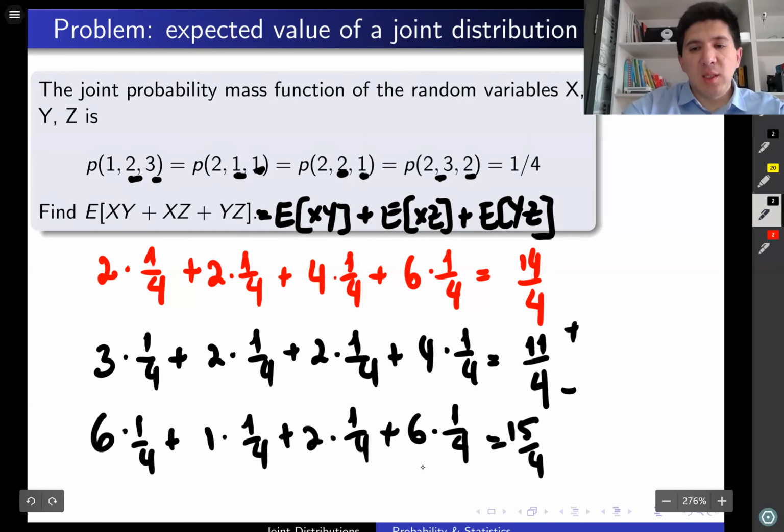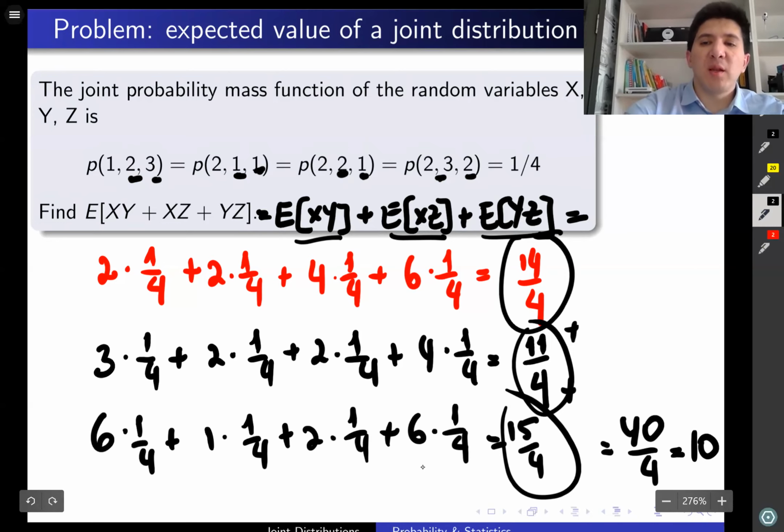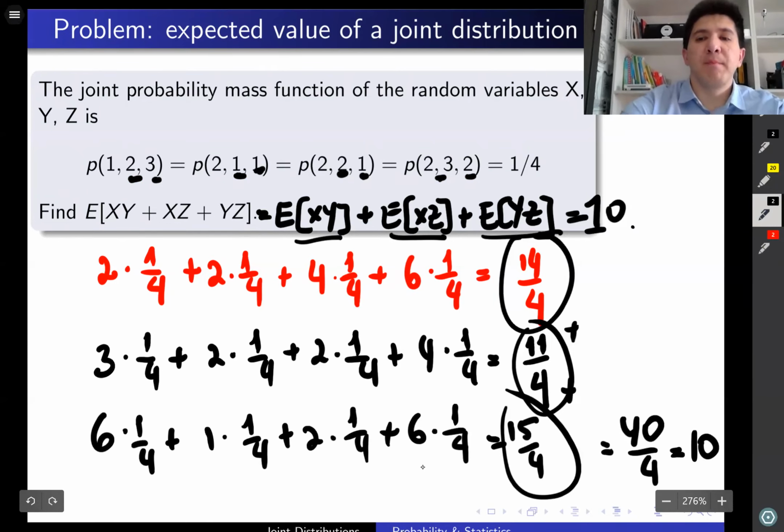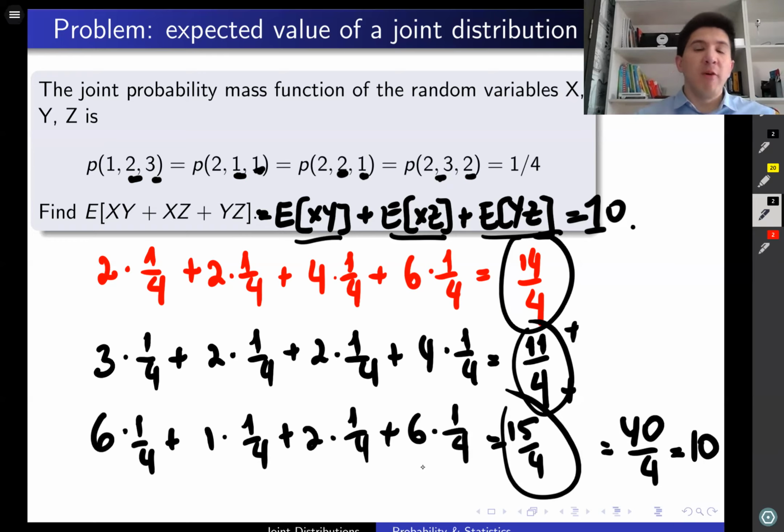And then we just need to sum them all, because this is the expected value of the first term, this is the expected value of the second, and this is the expected value of the third term. If we sum, it's going to be equal to 40 over 4, or simply 10. So this expected value is going to be equal to 10. Good. So this is how we need to calculate the expected value in the case of joint distributions.